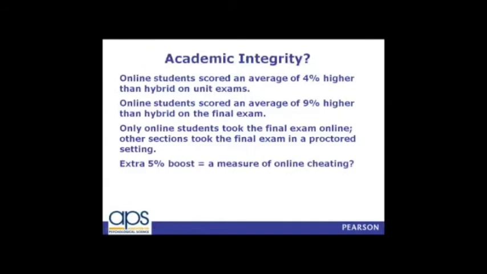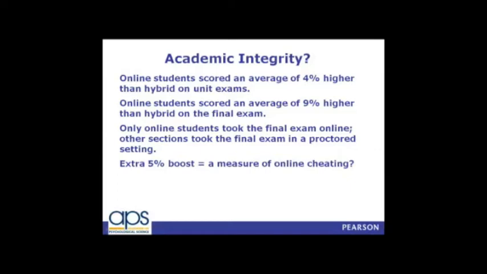We looked at the online students. On the unit exams, they scored 4% higher. On the final, 9% higher. And only the online students took the final exam online. All other sections, including hybrid, took the final exam in a proctored setting in the classroom. So this 5% boost above what we would expect, was it a measure of online cheating?